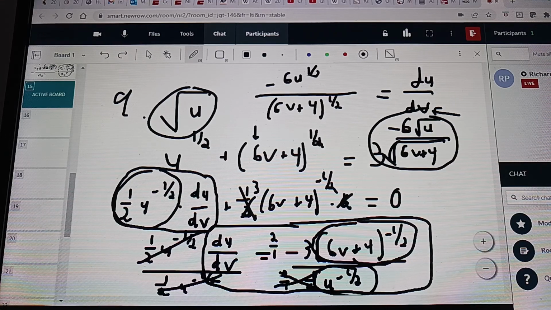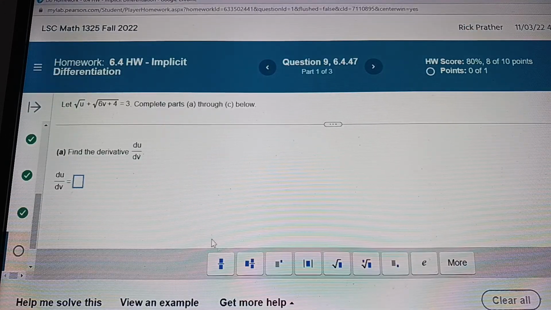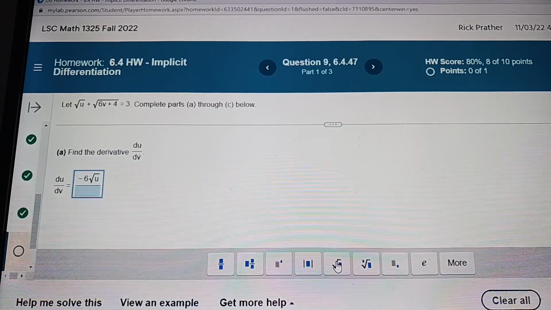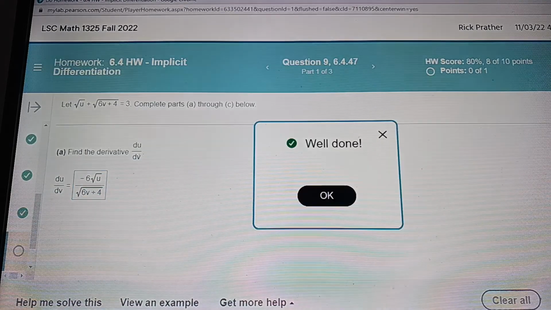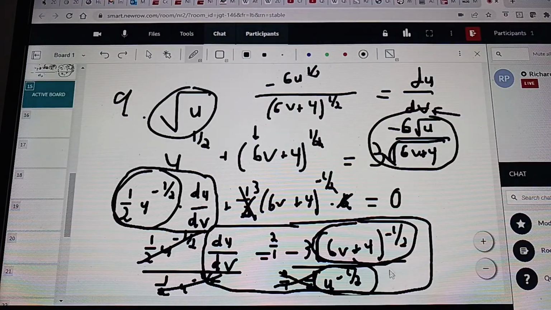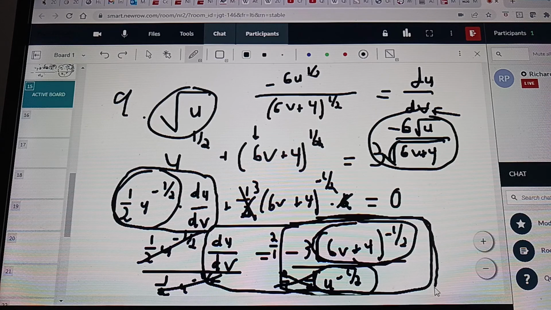So I'm going to plug this into the answer for part 1. Negative 6 square root of u over the square root of 6v plus 4. And then it'll be real easy to plug numbers in for u and v if they need that later. But I'm sure if you plugged this into part A just to get that part out of the way, you could. You should be able to plug this in too. That is equivalent to it.